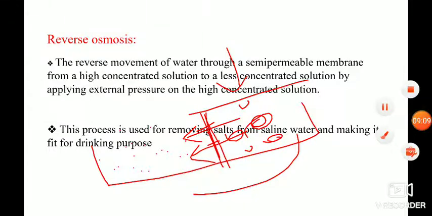So this is all about the concept of osmosis and the reverse osmosis. I hope you all understand this.